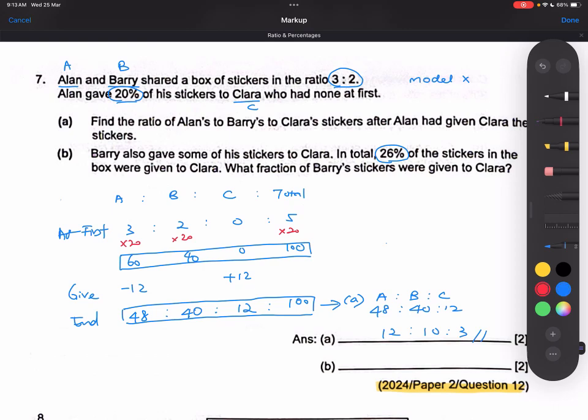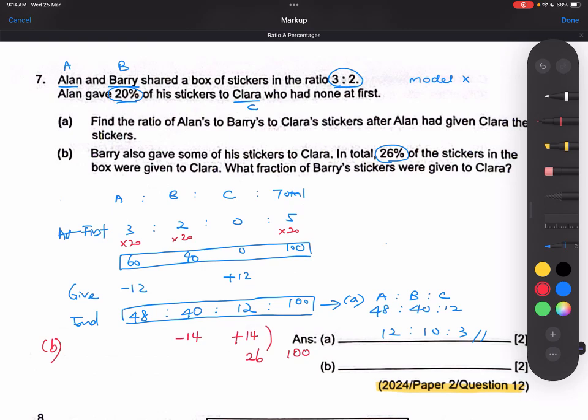I'm going to part B. Barry also gave some of his stickers to Clara. In total, 26% of the stickers in the box were given to Clara. So the total is still 100. Clara received 26%, which is 26 out of 100. We can immediately tell from here that Clara received 14 stickers. Who gave them to her? Barry. So Barry has to minus 14.